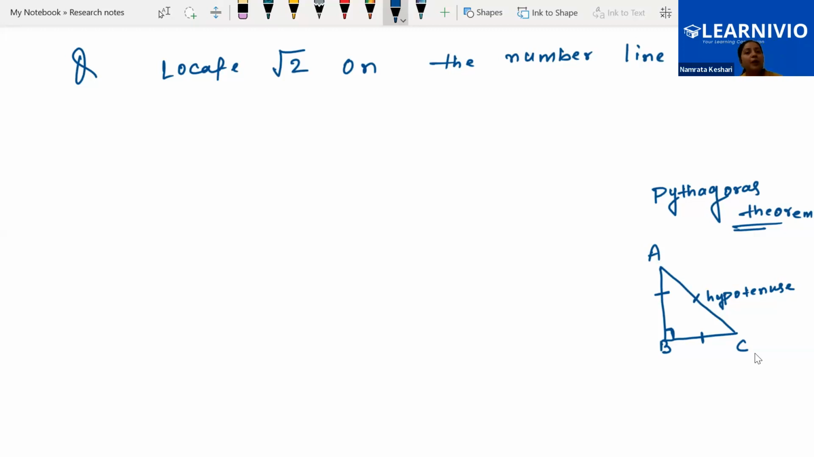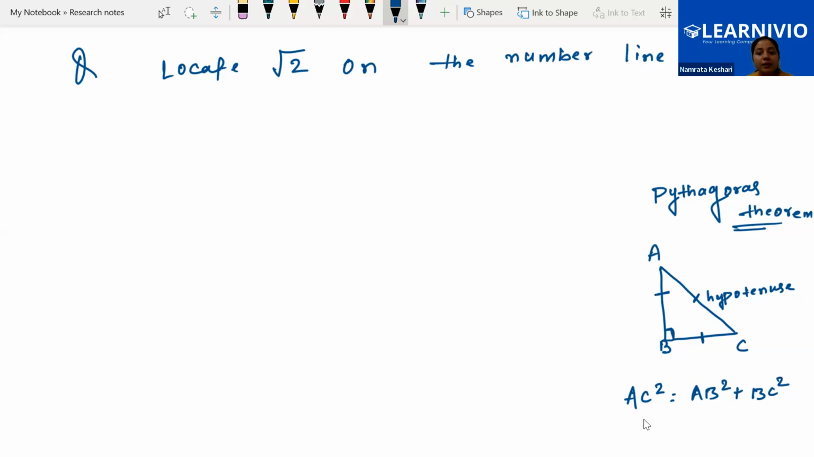And there is a rule given by the mathematician Pythagoras, who says that this hypotenuse AC square is equal to AB square plus BC square. Okay, this is the theorem, the rule given by the mathematician Pythagoras. That's why we call it Pythagoras theorem.